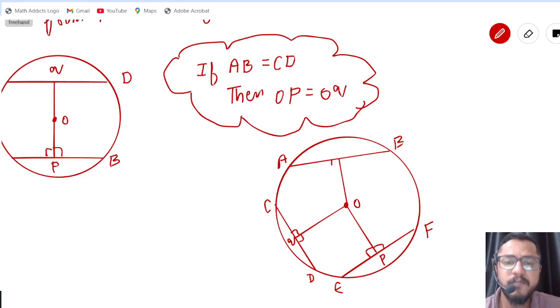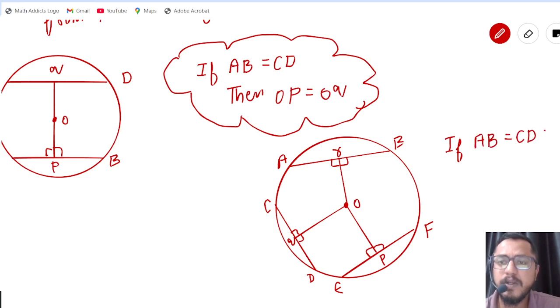Okay, so for three chords I am drawing three perpendiculars, PQ, and I'll consider this as R. So how will you apply the theorem? They have given three equal chords. If AB is equal to CD is equal to EF, meaning all three chords are of equal length, then what's the result? Then OP, the distance from the center to the chord, will be equal to OQ will be equal to OR.